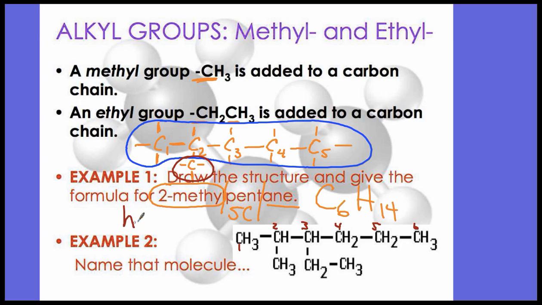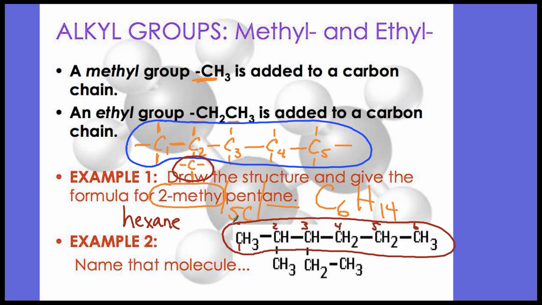Hex. I have hex. What are my bonds? Single, hex, ane. Good. I'm going to circle hexane. That's my chain. You have a methyl and an ethyl.